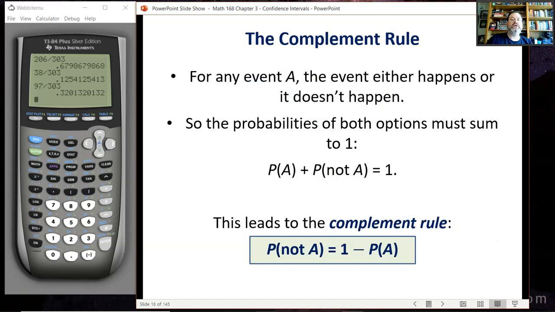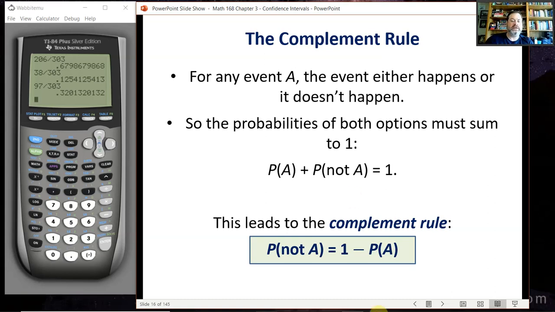So the first one is the complement. For any event A, the event either happens or it doesn't happen. It might seem obvious, but we need to say it. So the probabilities of both options must sum to 1. The probability that something happens plus the probability it doesn't happen has to be 1. Remember, 1 is the largest probability possible. Well, that leads us directly to the complement rule.